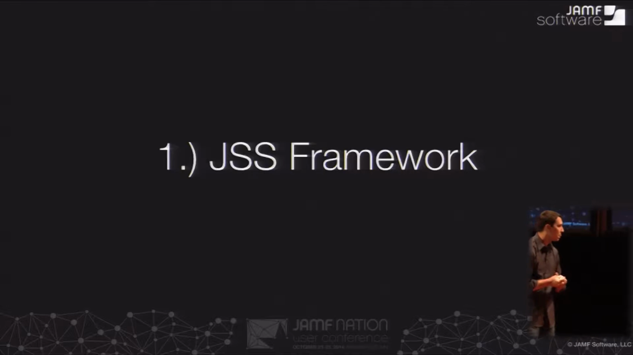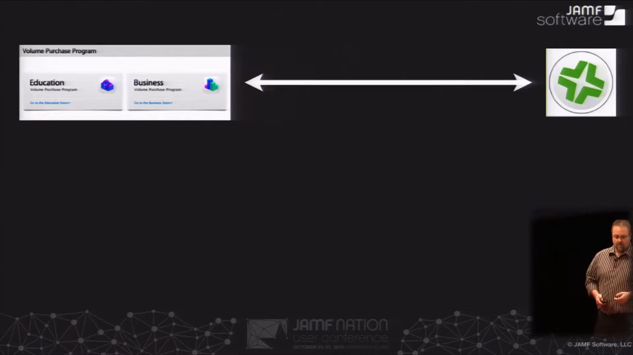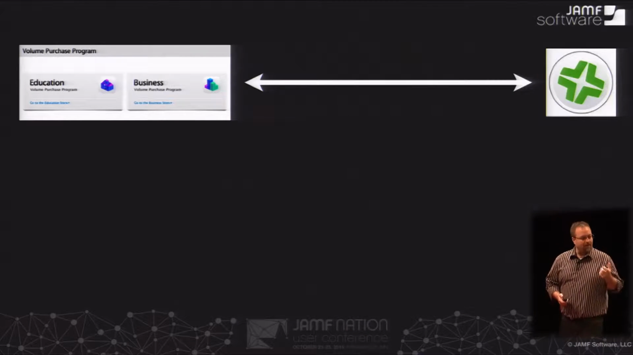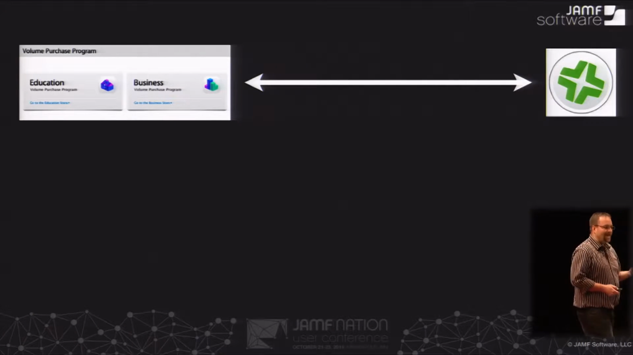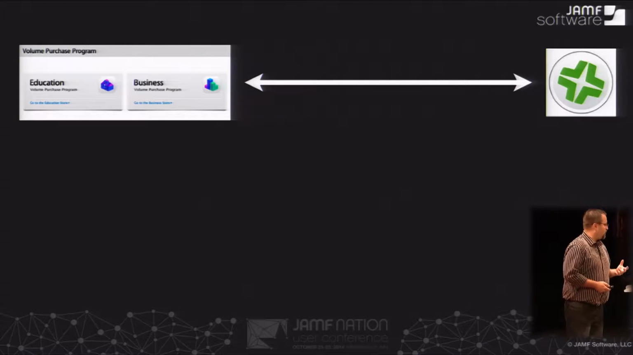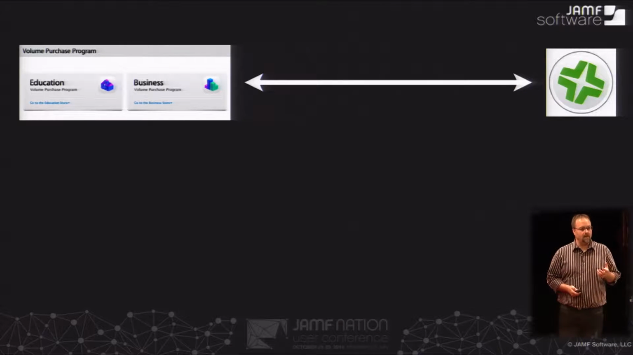So let's take a look at how this compares to the JSS Framework. In the upper left-hand corner, we've got the volume purchase program. We've got your JSS on the other side. We're going to make that association. We've got to get that service token from the VPP account, whatever account we signed up as an organization.